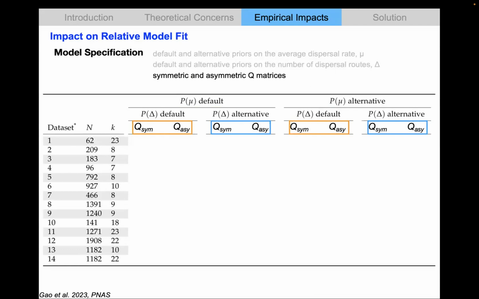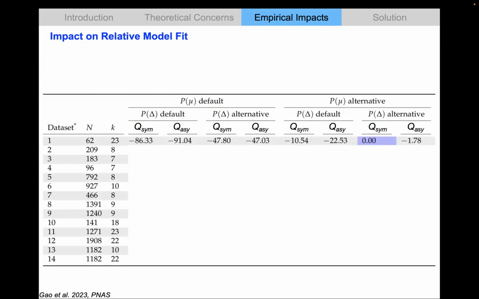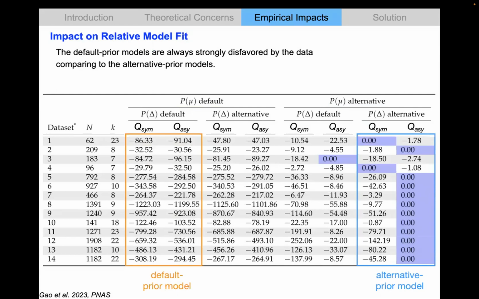First, we'll compare these competing models using Bayes factor. Here's the log Bayes factor table. They're on log scale, so the more negative it is, the worse the model. Each row here represents an empirical dataset, and each column corresponds to a candidate model, showing the Bayes factor comparing the model in that column to the best model, which is marked by the blue background cell. We can see that the model with both default priors, referred to as the default prior model, is the worst model, while the model with both alternative priors, the alternative prior model, is the best model. This pattern is pervasive across all the datasets, demonstrating our concern that the default priors represent biologically unrealistic beliefs about the true dispersal process.